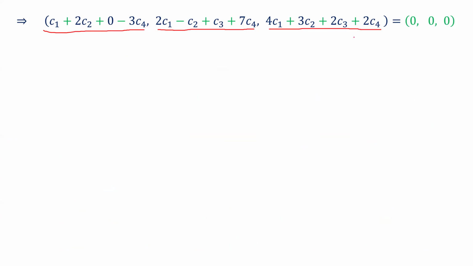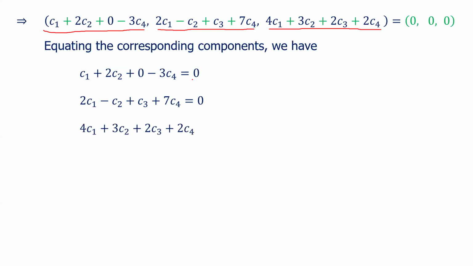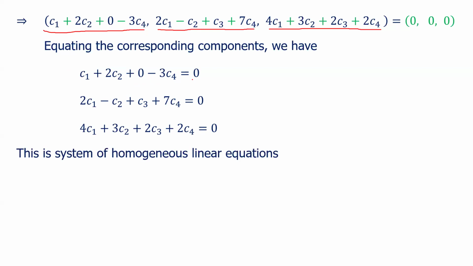So these two vectors, or these two matrices, are equal. Therefore, their corresponding elements will also be the same. So C1 plus 2C2 plus 0 minus 3C4 equal to 0. 2C1 minus C2 plus C3 plus 7C4 equal to 0. 4C1 plus 3C2 plus 2C3 plus 2C4 equal to 0. This is a system of homogeneous linear equations.